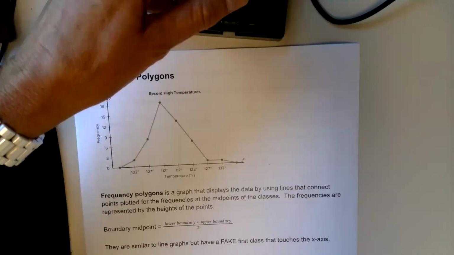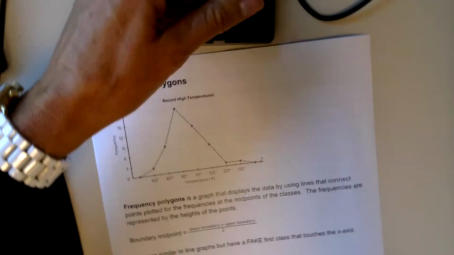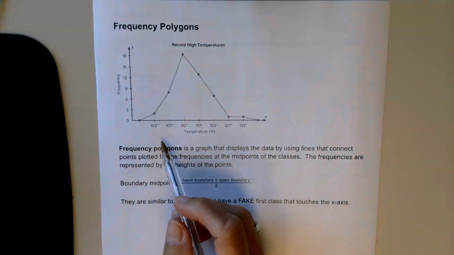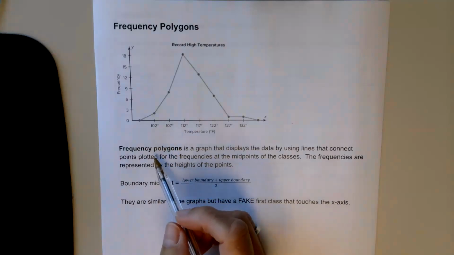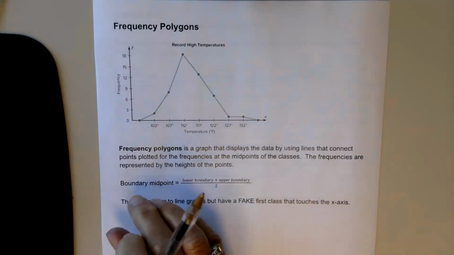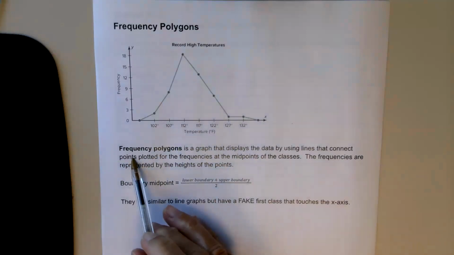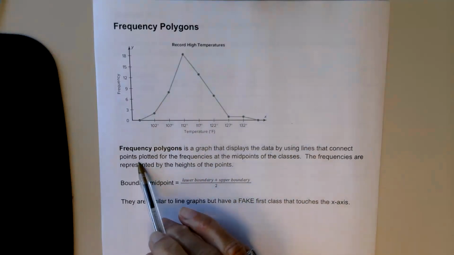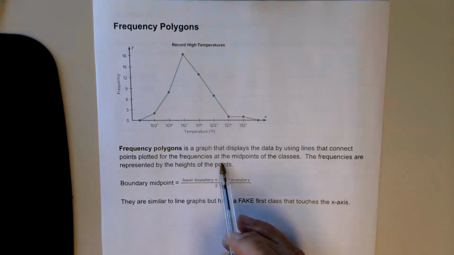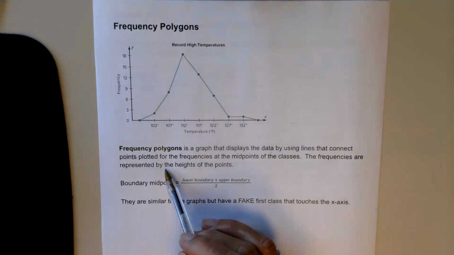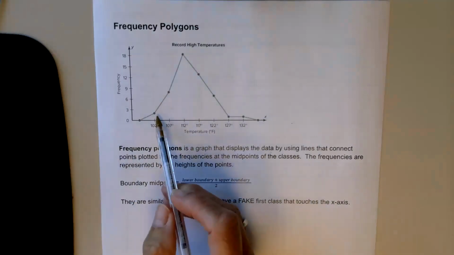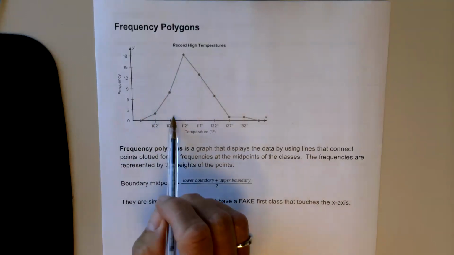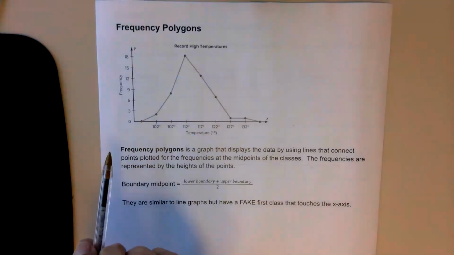Next up is making a frequency polygon. So here's an example of a frequency polygon. Frequency polygons are a little bit different than histograms because they use the midpoints of the data instead of just the class boundaries. So frequency polygons are a graph that displays the data by using lines that connect points plotted for the frequencies at the midpoints of the classes. The frequencies are represented by the heights of the points. So in this particular data set, 102 would have been the midpoint of that class, 107 would be the midpoint, 112 would be the midpoint, and so forth.